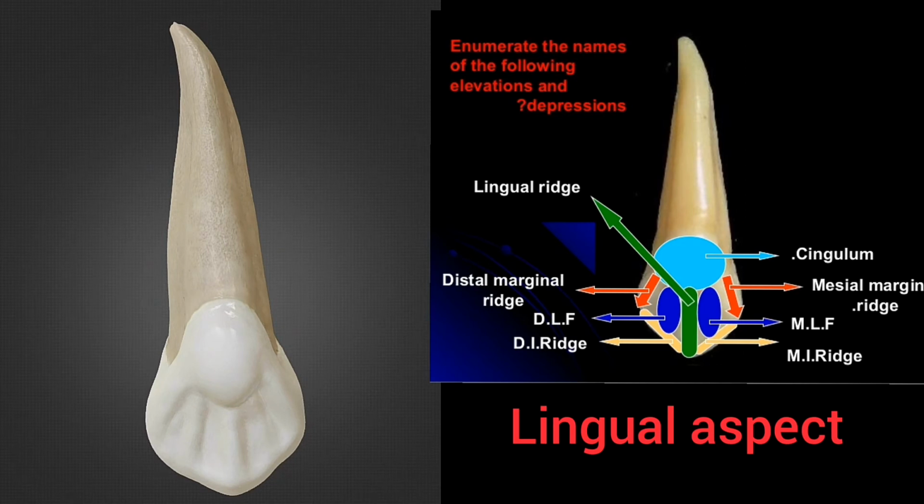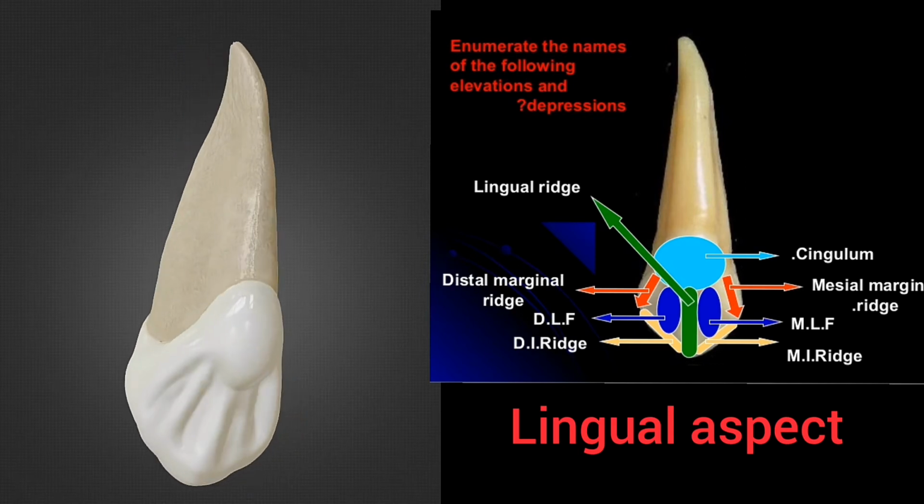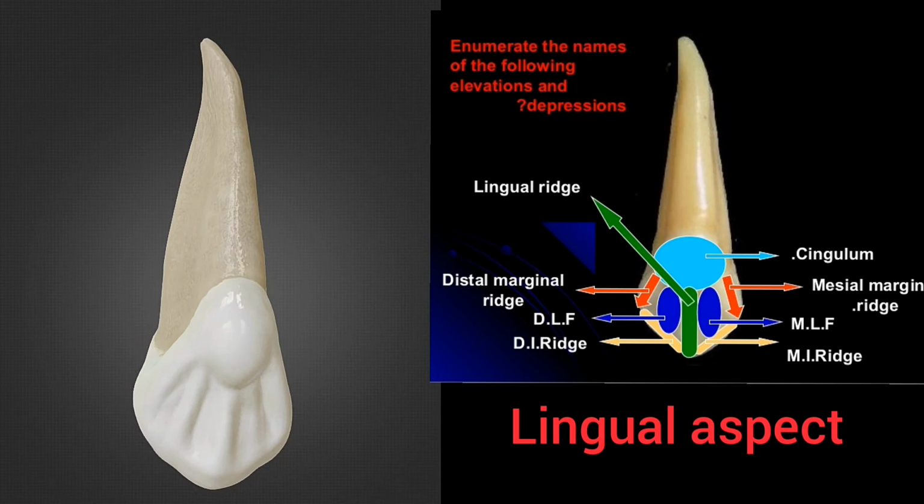A well developed lingual ridge is present. So this is the lingual ridge, this is the elevation part, so this is called lingual ridge. This is well developed on the lingual surface. As you can see, it's the elevation part, so this is called lingual ridge.